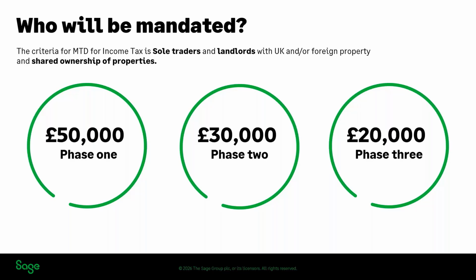So phase one is based off those earning over £50,000 a year. Phase two is income over £30,000 a year. And phase three is over £20,000 a year. Well, you might be wondering, when is all of this happening?